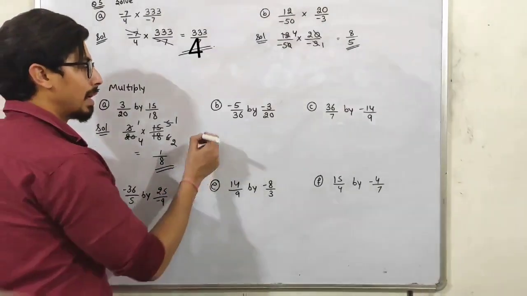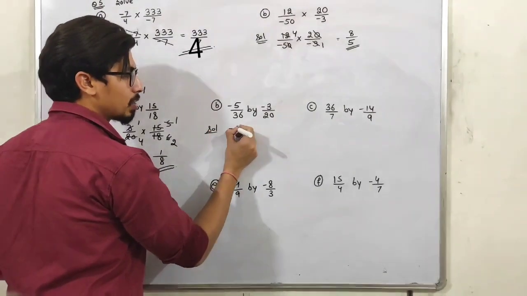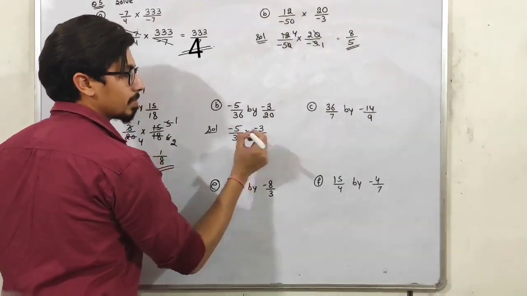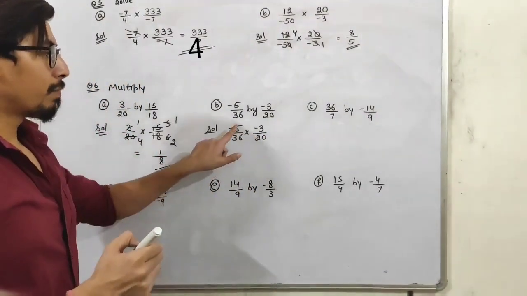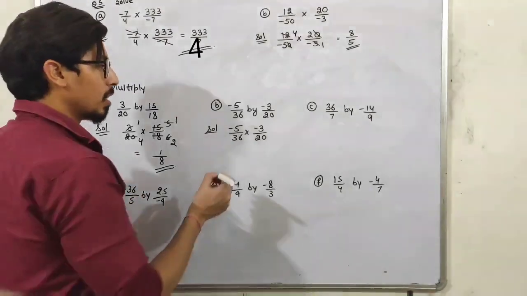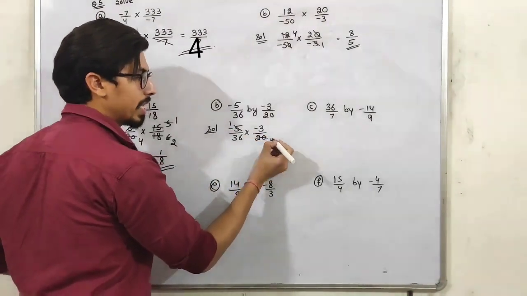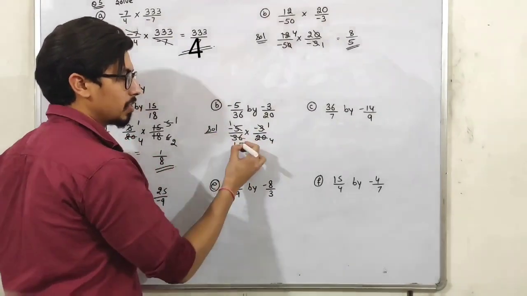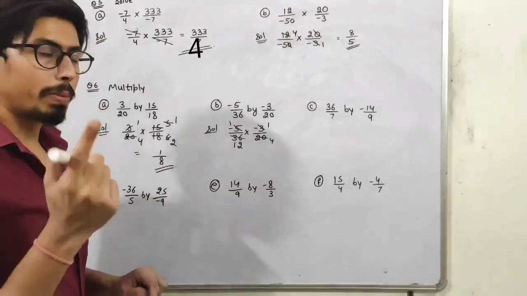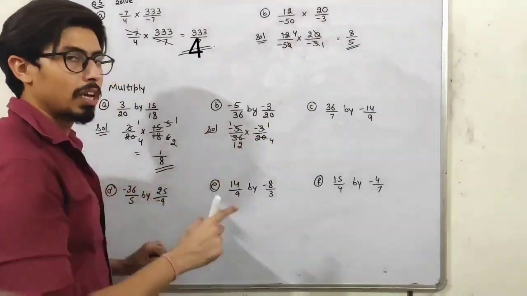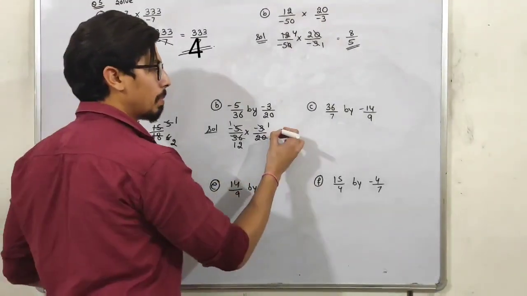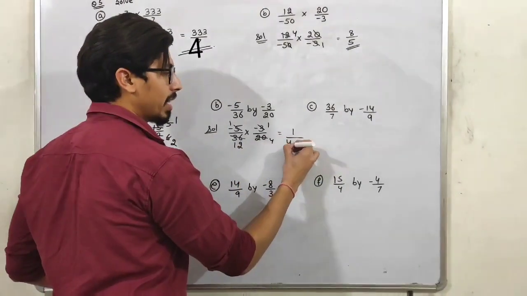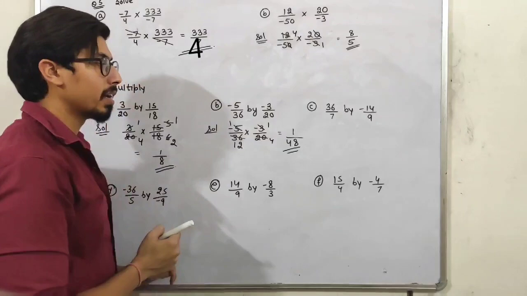Okay students, next part is minus 5 by 36 multiplied by minus 3 by 20. See students, 5 ones are 5, 5 fours are 20. 3 ones are 3, 3 twos are 6. In the numerator we have just minus 1 and minus 1, so minus 1 multiplied by minus 1 is plus 1. 12 fours are 48. So the answer is 1 by 48.